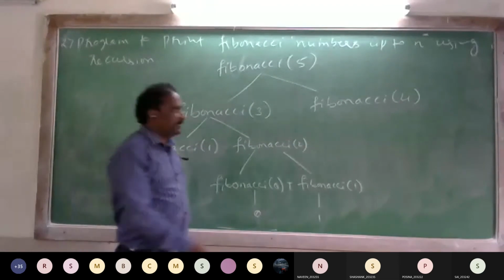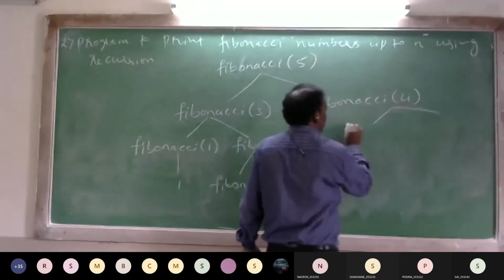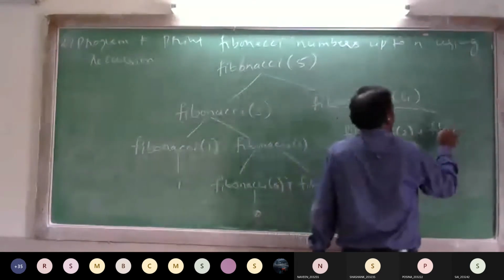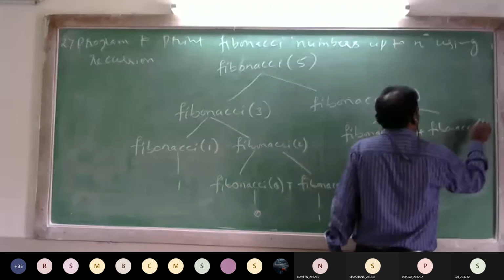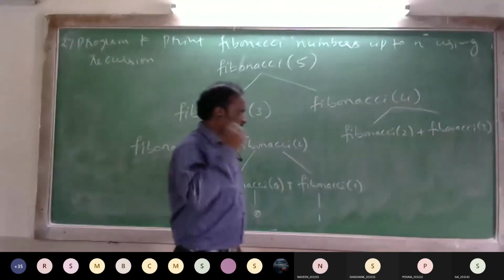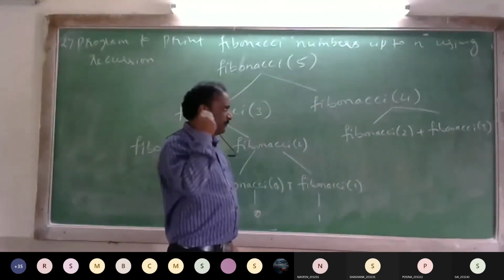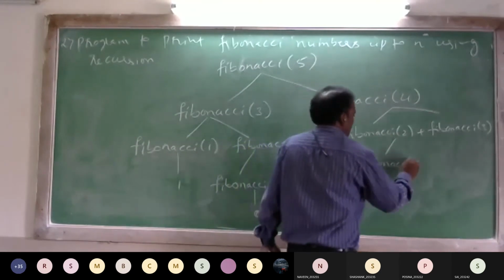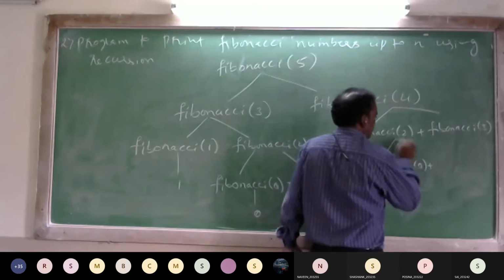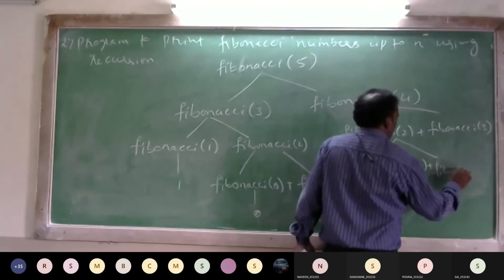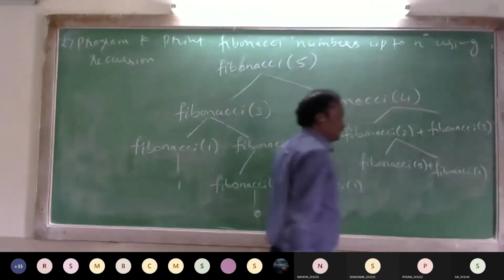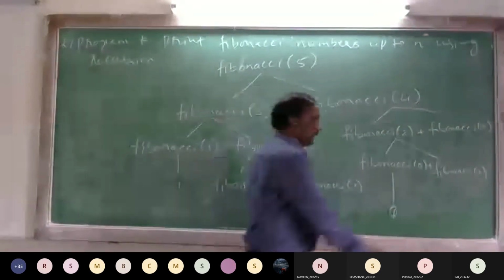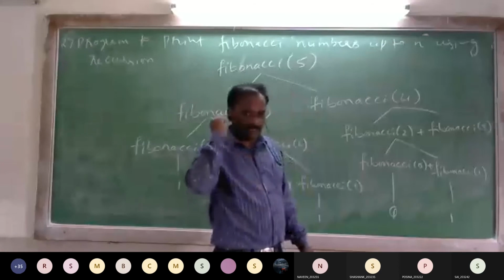How do we calculate Fibonacci of 4? Fibonacci of 4 is nothing but Fibonacci of 2 plus Fibonacci of 3. So what is Fibonacci of 2? Fibonacci of 2 is nothing but Fibonacci of 0 plus Fibonacci of 1. Now what is Fibonacci of 0? Fibonacci of 0 is 0. What is Fibonacci of 1? Fibonacci of 1 is 1.